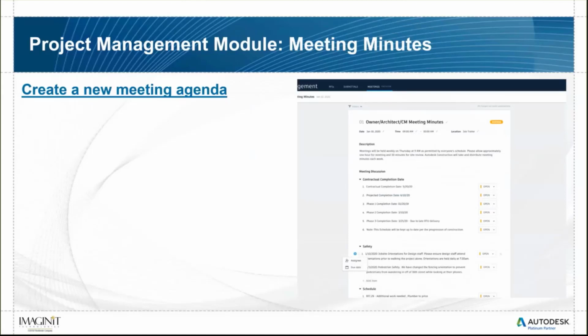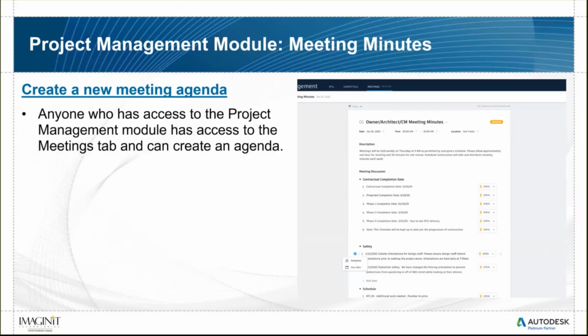With BIM 360, email's only purpose is to act as a notification tool. No information is communicated in email, unless, of course, you sent someone a PDF file. Anyone who has access to the project management module, so if you've given that person access to the project management module within the Build environment, would have access to the meetings tab and can create an agenda.